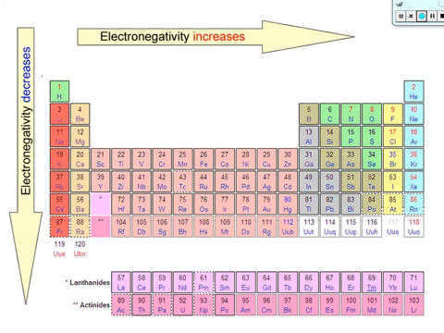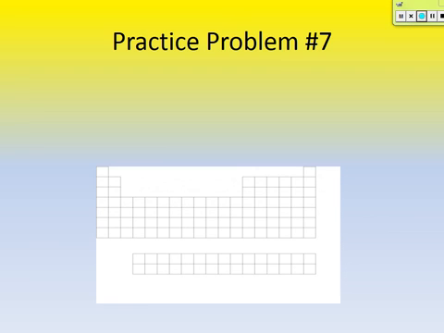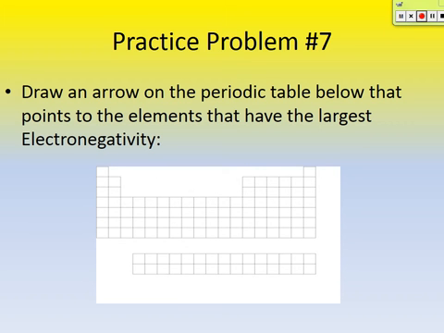So let's go through some practice problems. Number 7. It says draw an arrow on the periodic table below that points to the elements that have the largest. Okay, so we're going to start down here at francium, and it's going to point up here toward helium. They're the largest, and down here are the smallest. Okay, now that we know the trend, let's answer some questions.